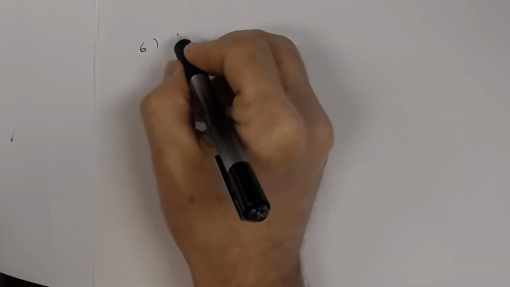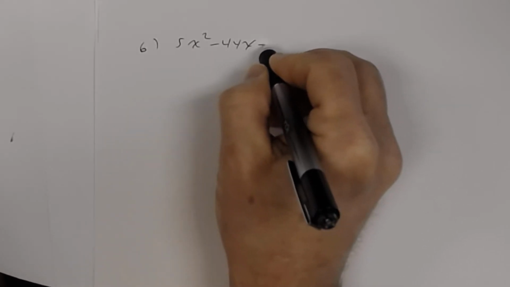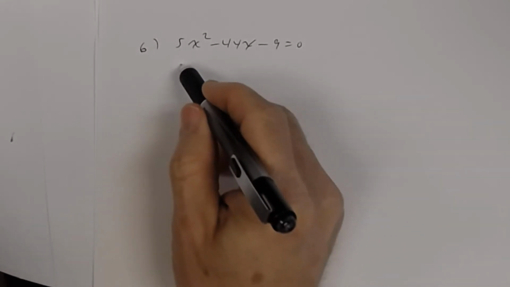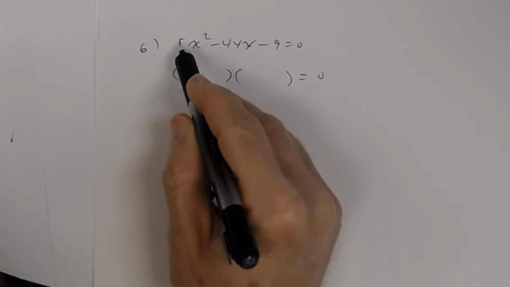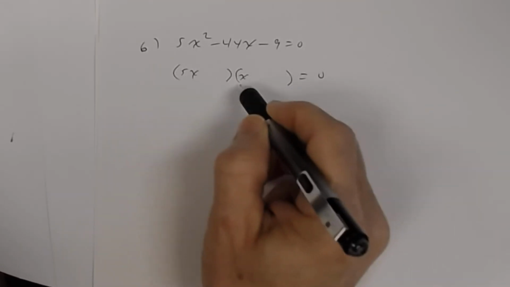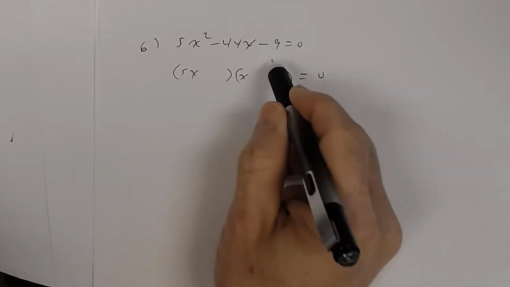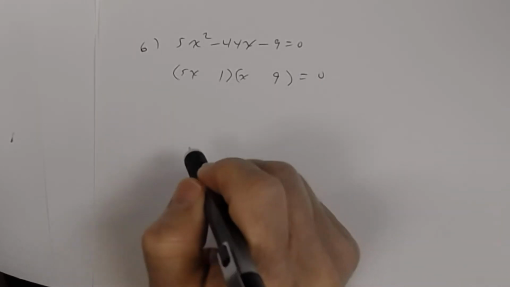And then finally, number 6, you have 5x squared minus 44x minus 9 equals 0. So the GCF is 1, so I'm going to go directly to the two binomials. And the only possibility for 5x squared is 5x and x. And let's see, let's put the 9 here. So 9 and 1 is going to work, not 3 and 3. So we put the 9 here, the 1 here.